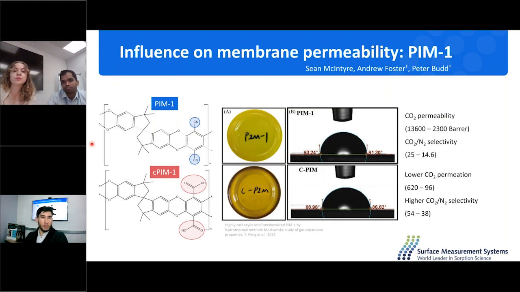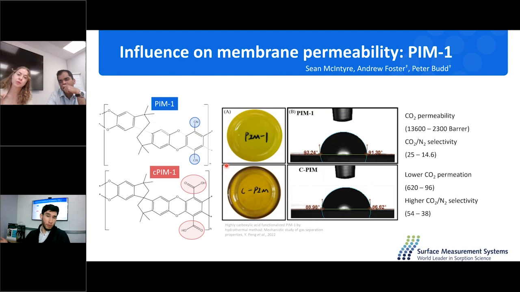If we look at the original material, PIM1 here, we have high CO2 permeability and fairly nice CO2 nitrogen selectivity. If we look at a similar material which has been slightly modified, a carboxylated PIM1, CPIM1, we have lower permeability but higher selectivity. So this could be a nice material to increase the selectivity of CO2 nitrogen separations. But it was also observed from contact angle measurements that it is slightly more hydrophilic. The introduction of these carboxylic groups increased slightly its hydrophilicity.